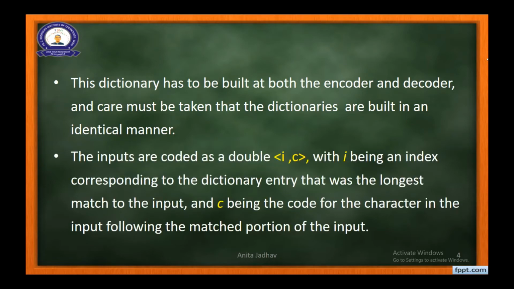As mentioned in the previous slide, the inputs are coded as a double. That means you will have a value I, with I being the index corresponding to the dictionary entry that was the longest match to the input, and C being the code for the character in the input following the matched portion. I think understanding this entry should not be a problem for you now.